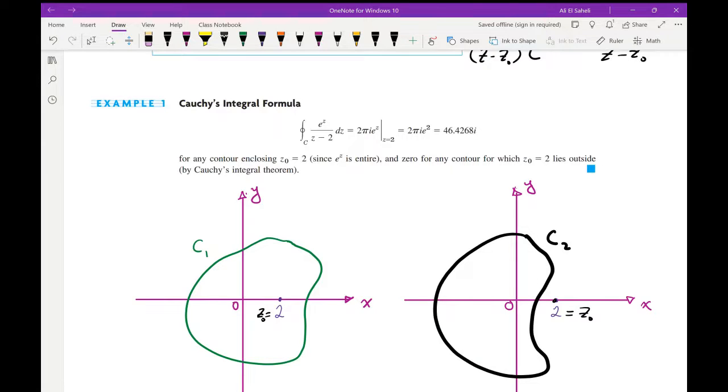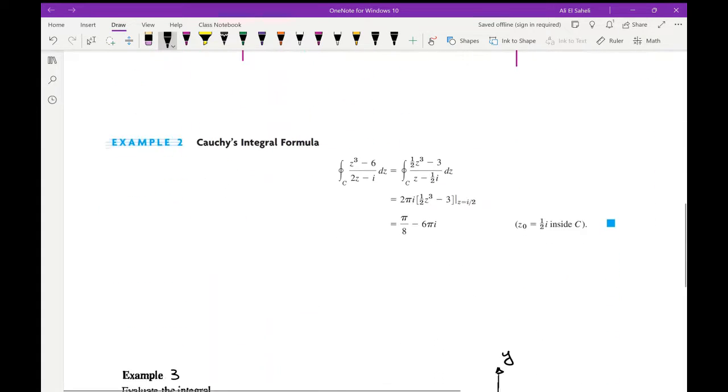All right. So here it doesn't matter which contour we have. Okay, there is only one property about this contour that is important. Does that closed contour include 2 or not? If it does, then Cauchy's integral formula applies, and this is the value of the integral. If it does not, then the value of the integral is 0. Okay.